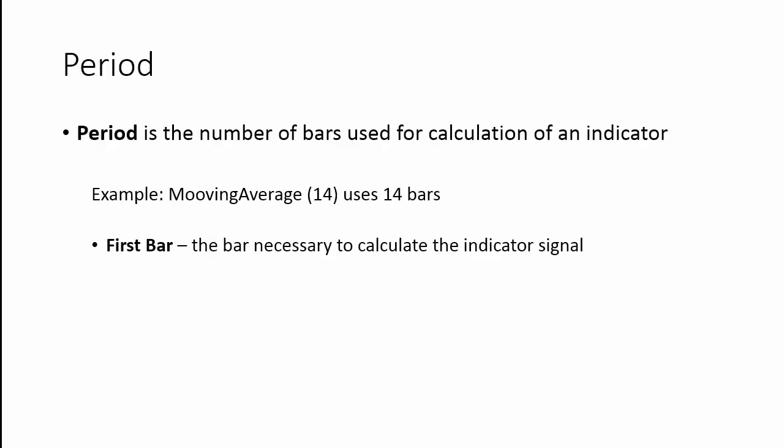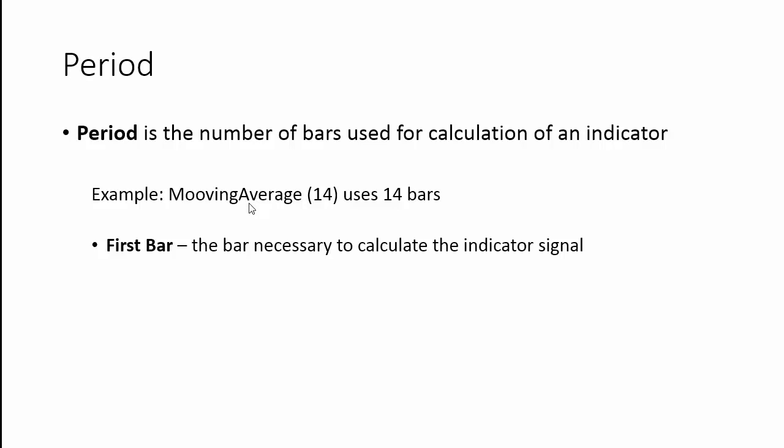Period. The period is the number of bars used for calculating an indicator. For example, if you have a moving average 14, that means that to calculate the moving average you use 14 bars. Moving average is actually the sum of the last 14 bars, for example, the closing price of the last 14 bars divided by 14. So we need 14 bars in order to calculate the moving average.